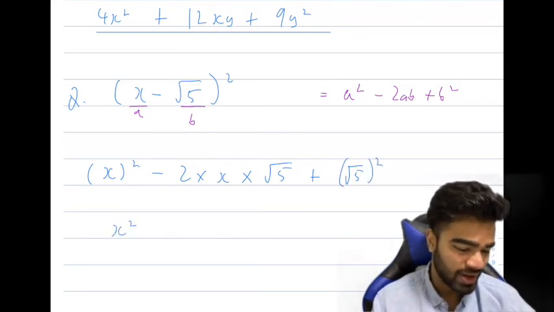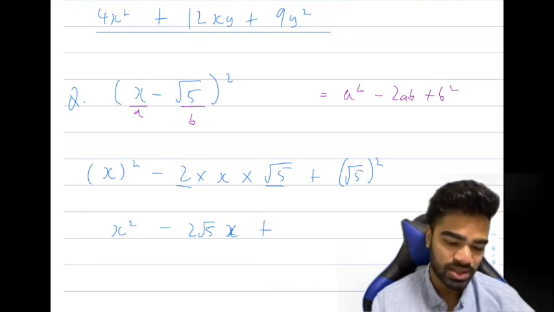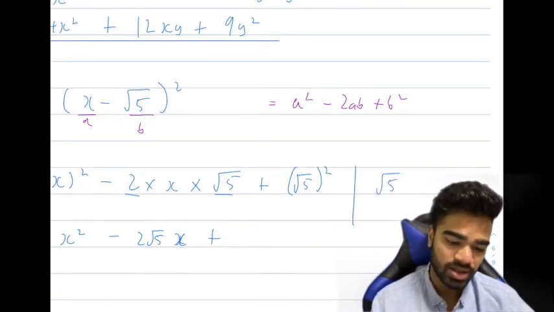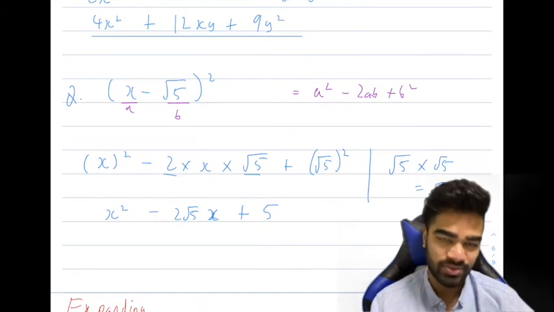Okay, so we have x squared minus, what's this? You can just write this as 2 root 5 x. You just multiply the 2 and the root 5 together. You keep it together. Plus, what's root 5 squared? Well, I'll ask you, what is root 5 times root 5? If you did surds, you'll know that this is just 5. So this is just going to be 5 over here. And that's it. That's the final answer.